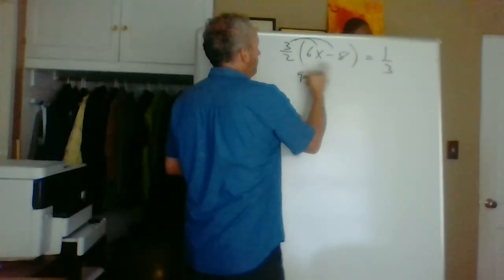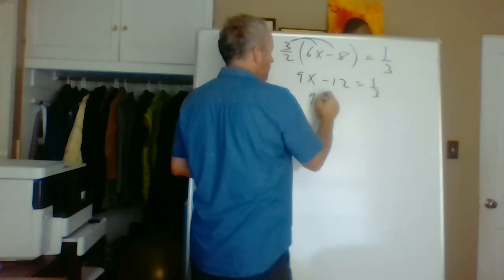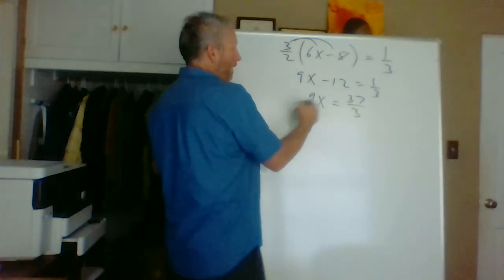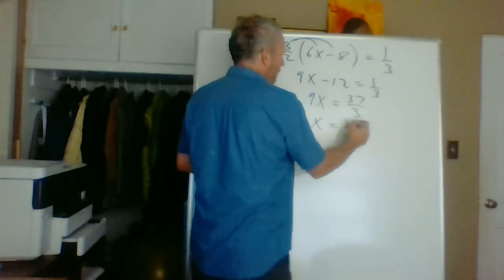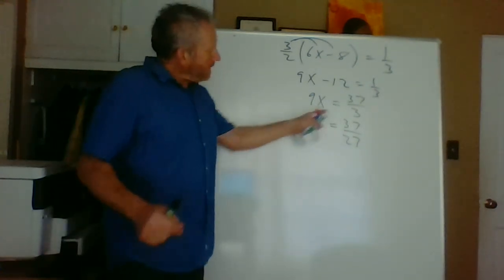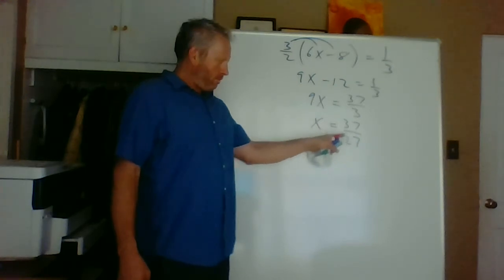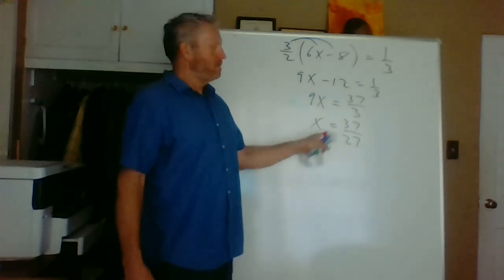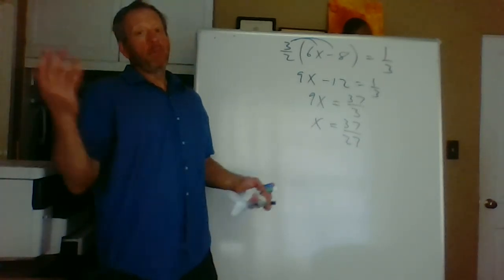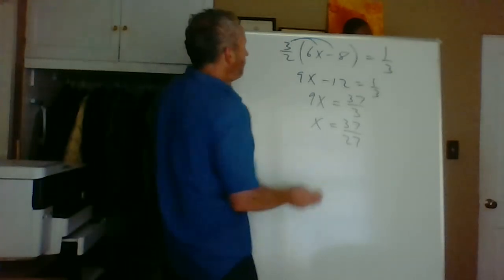So 9x minus 12 equals 1/3. Let's add 12 to both sides. So 1/3 plus 12 is 37/3. And we'll divide both sides by 9. 37 divided by 27. I could tell sometimes by the way people write things that some people didn't feel confident in this answer because maybe the number looks quote unquote weird. The answer is what it is, and numbers are just numbers. There's nothing particularly strange about that.